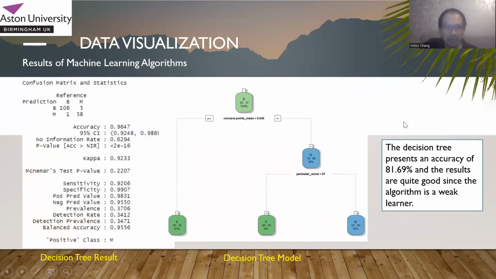Then we can also run it together with a decision tree. If we run the decision tree, we get about 0.9647, which is not that far from random forest. And this is how it looks, because when you run a decision tree, it will tell you a different distribution. The decision tree model presents accuracy of 81.69%, and results are quite good since the algorithm is a weak learner. When you use a weak learner, you still get a good result. And of course, if you improve on the model, then you're going to improve on the accuracy.